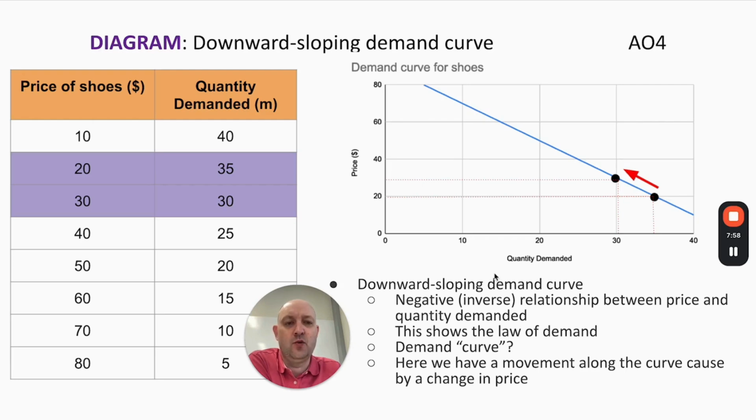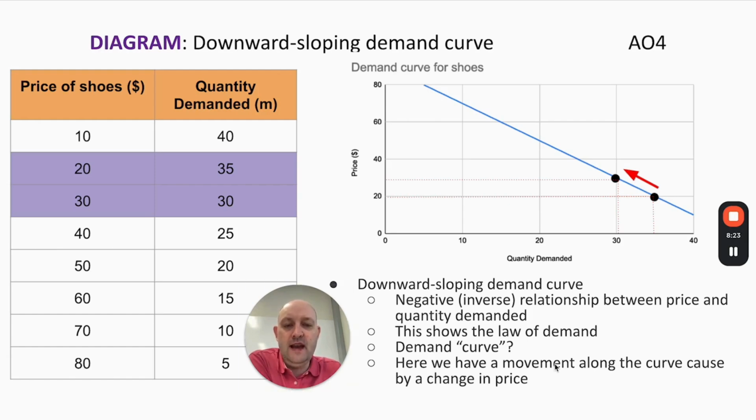As price goes down, quantity demanded goes up. Hence, we get this negative inverse demand curve. And this shows the law of demand, like I just said. We have this inverse relationship between price and quantity demanded. Demand curve, I talked about that. Yes, it's a straight line, but it is a curve. And here we have a movement along the curve because it's caused by a change in price.